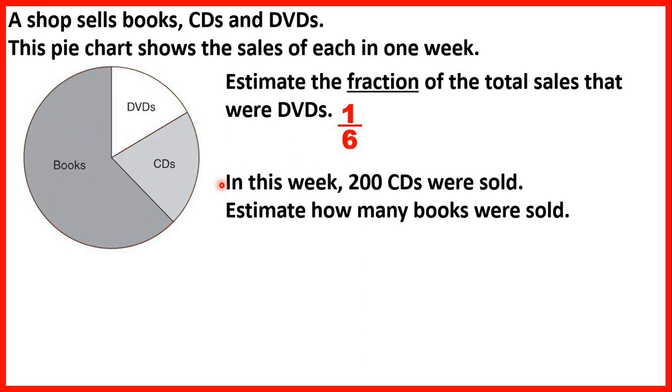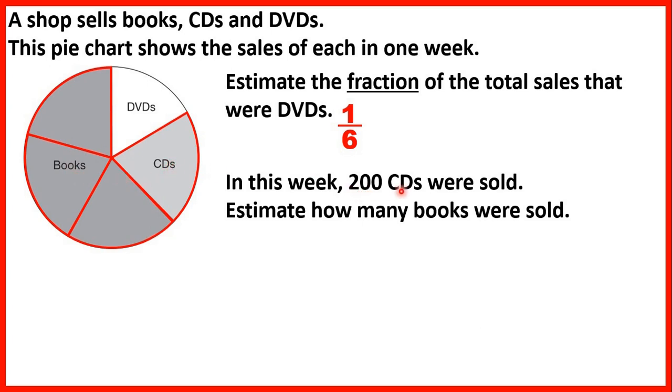In this week, 200 CDs were sold. Estimate how many books were sold. So CDs is this part of the circle here, but we can see that books make up a much larger section of our pie chart. So how much larger is the section for books than the section for CDs? Well, if we copy the section for CDs, we can copy it 1, 2, 3 times. So there are 3 times as many books as there are CDs.